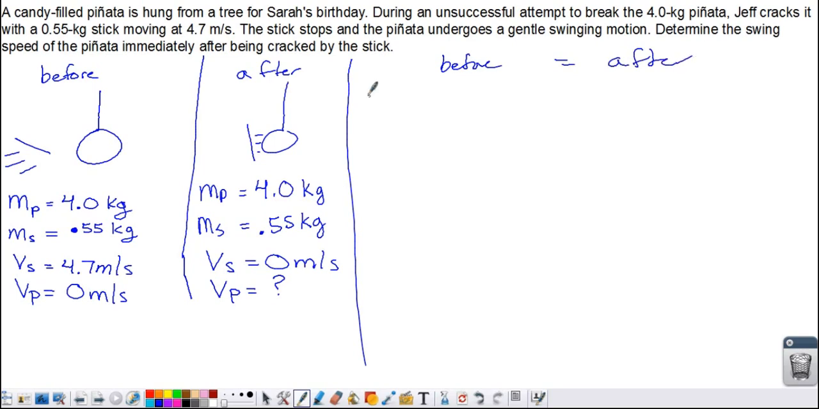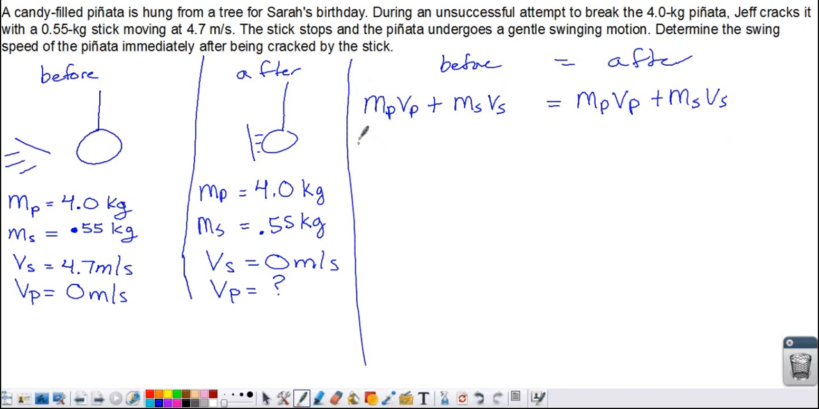So let's look at the total momentum before. I have the momentum of the piñata, so the mass of the piñata times the velocity of the piñata. And I also have the momentum of the stick, so the mass of the stick multiplied by the velocity of the stick. And that total momentum before is going to be equal to the total momentum afterwards. So the mass of the piñata after, velocity of the piñata after, plus the mass of the stick after, velocity of the stick after.